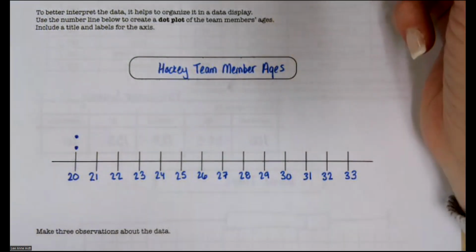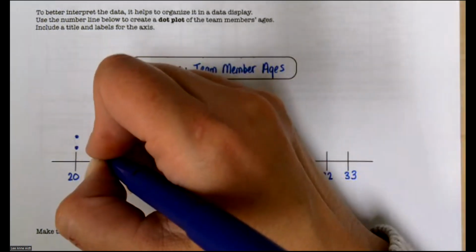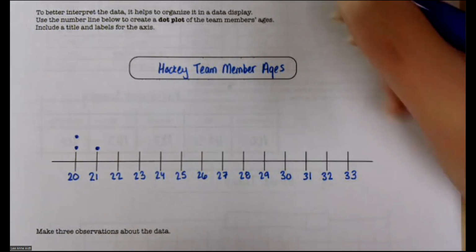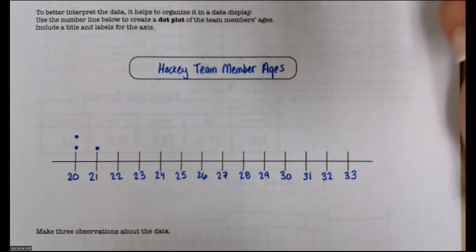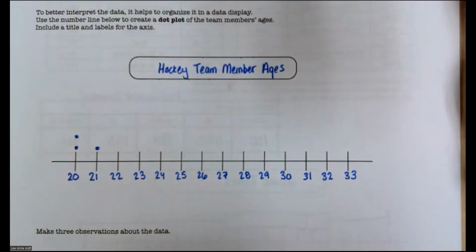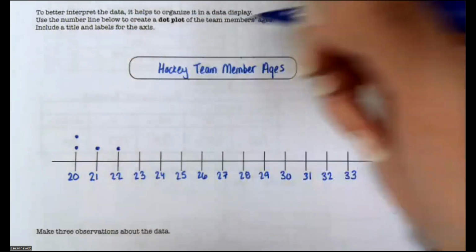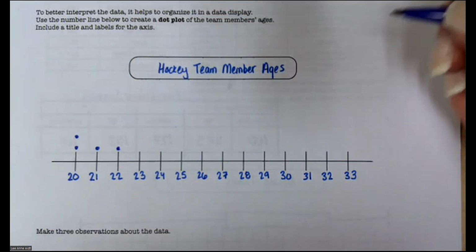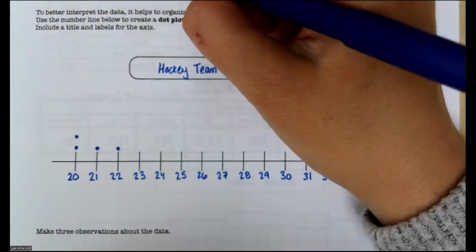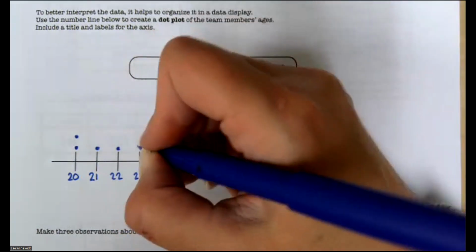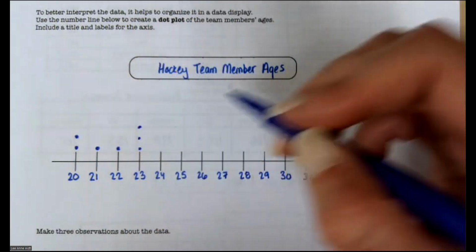Okay, you guys can just keep going on your own. One player is 21. One player is 22. 1, 2, 3 are 23. Try to evenly space the dots.